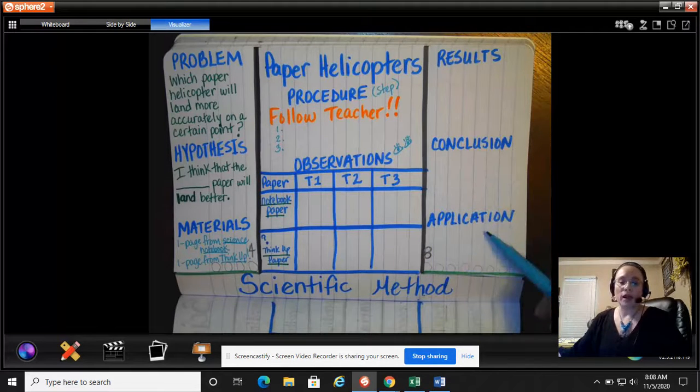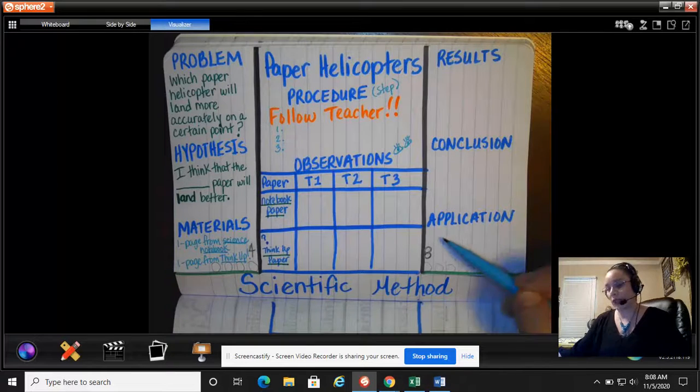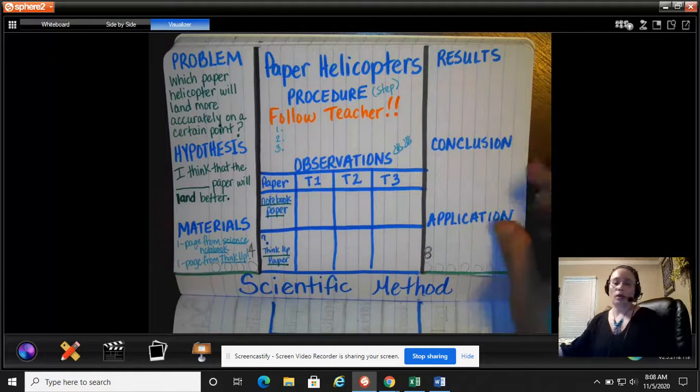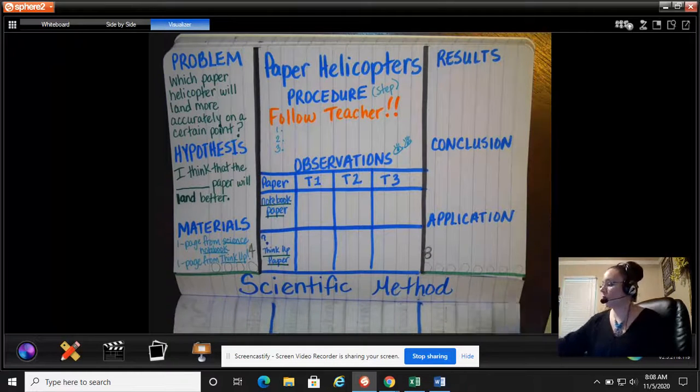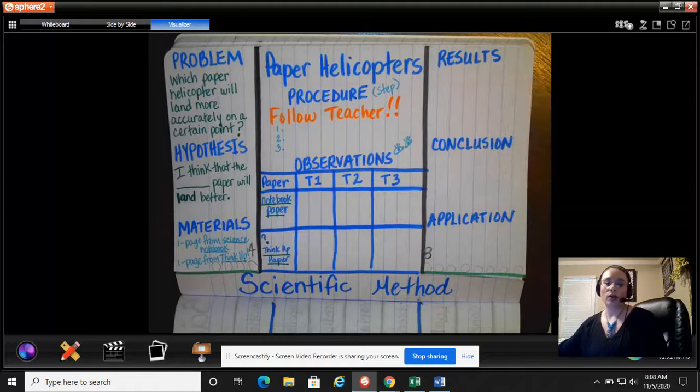Then we're going to write the application, like how can I apply this to real life? Do we have helicopters in real life? Yes, we do. Do we have emergency helicopters that have to land in a certain place carefully and safely? Yes. So that's something I can put here in the application. So you have just two pages for your week 2.5 science notebook update.